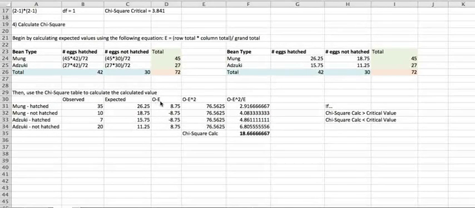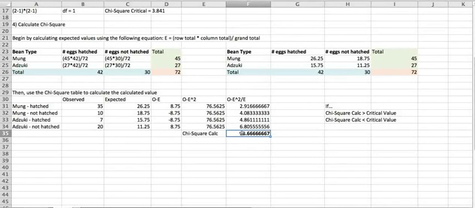And then we'll do the math. Observed minus expected squared, divided by that expected value will give us a final number, and then we can sum all the way down this column to give us a chi-squared calculated value of 18.66.